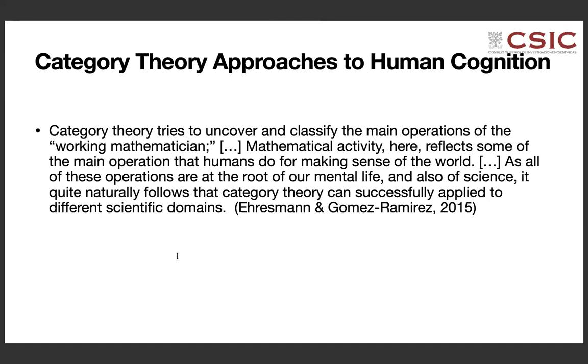is that since category theory tries to uncover and classify the main operations of the working mathematician, and mathematical activity actually reflects some of the main operations that we humans do to make sense of the world, it comes as no surprise that these operations are at the root of our cognition, of our mental life. And so it follows naturally that category theory can be applied to all these different domains, and also to cognitive science itself, right? So that is the main inspiration also to use category theoretic ideas to model cognitive operations such as conceptual blending.